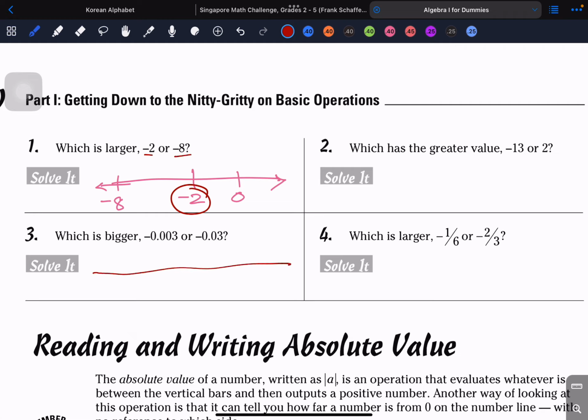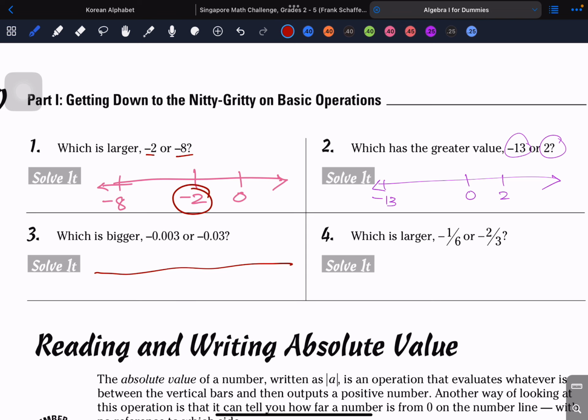Next, dito muna sa number 2. Which has the greater value? Negative 13 or 2? This is your 0. This is your 2. This is your negative 13. Somewhere there. For number 2, madali mo nang ma-identify kung sino yung greater value kasi it's either positive or negative lang yun. Always remember na ang positive number ay higit na mas malaki kaysa sa mga negative number. Kaya ang answer natin ay 2.